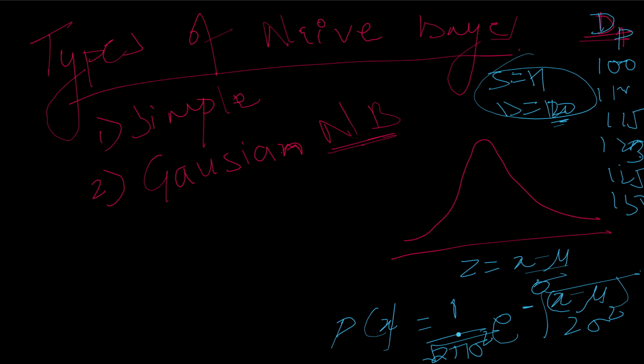So this is the probability distribution of a Gaussian function, and on the basis of this, if you were able to fit a Gaussian curve on the existing training data, then you can compute the probability of any data that is going to come to you. And then you'll use that in your model. So this is a Gaussian Naive Bayes. The third is a multinomial Naive Bayes.